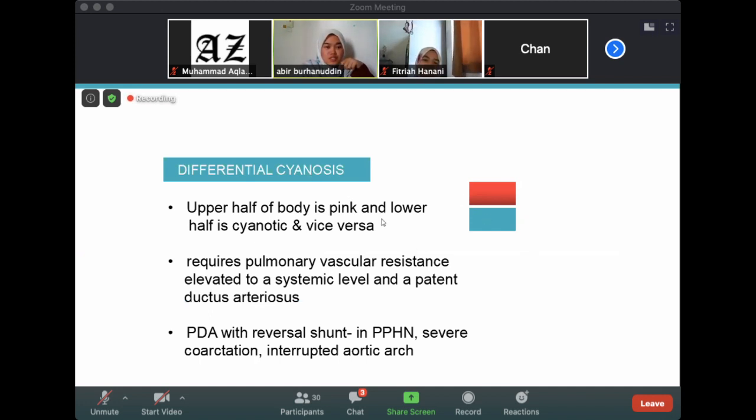Differential cyanosis is defined as the upper half of the body being pink and the lower half cyanotic, or vice versa. The vice versa condition is called reverse differential cyanosis. In differential cyanosis, usually the patient has persistent pulmonary hypertension of the newborn or severe coarctation and interrupted aortic arch. Differential cyanosis can be detected by the pre and post ductal oxygenation test.